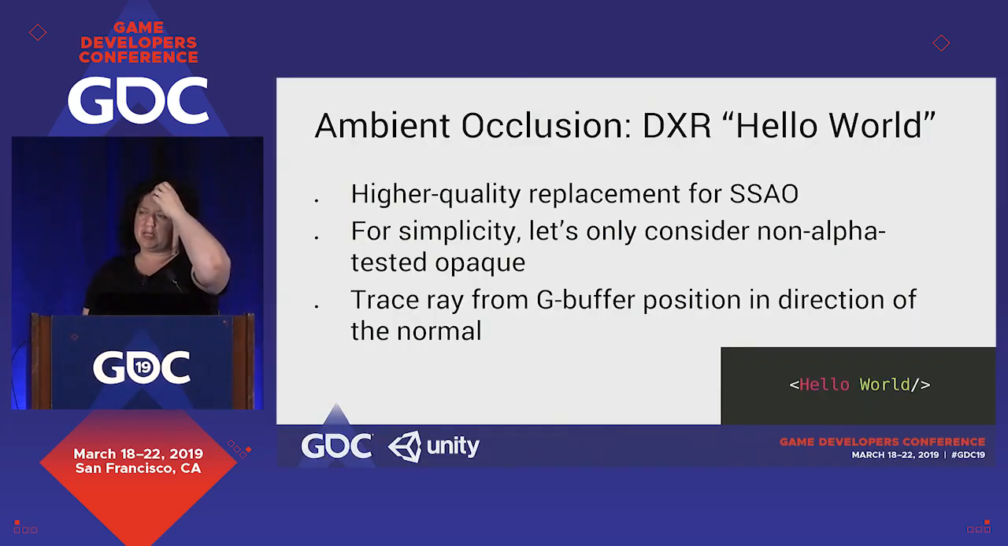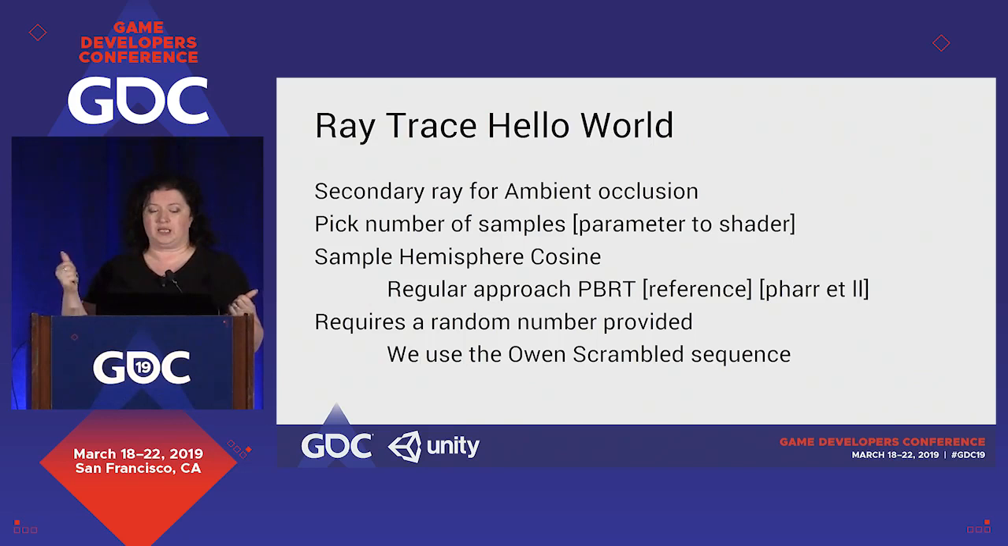So a good way to think about ray tracing effects is ambient occlusion. It's kind of like the hello world of ray tracing, which is why everybody starts with it. And when we say hello world, we really mean ambient occlusion for opaque, non-alpha tested objects. We trace the ray from the G-buffer position in the direction of the normal. Very straightforward. And then secondary rays are used to compute the ambient occlusion.